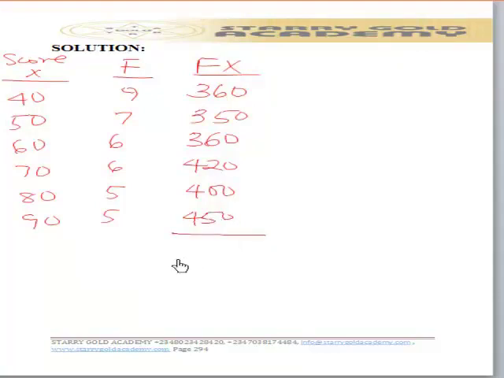So let's sum up our fx and f together. We have 360 plus 350 plus 360 plus 420 plus 400 plus 450, and this is equal to 2340. And let's add our summation f. We have 9 plus 7 plus 6 plus 6 plus 5 plus 5. This is 38. We have it as 38.